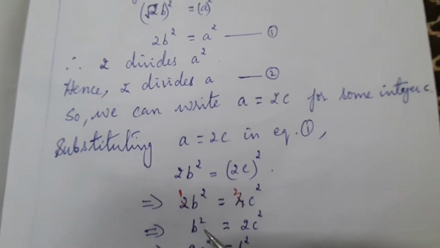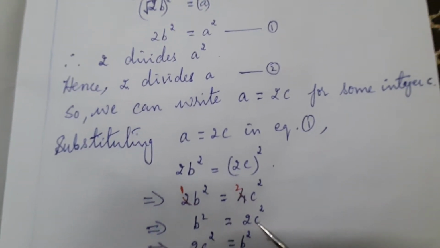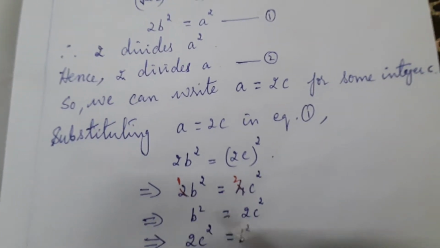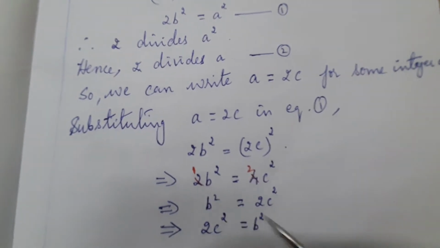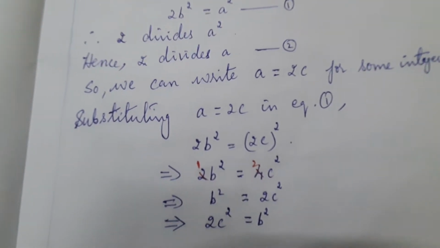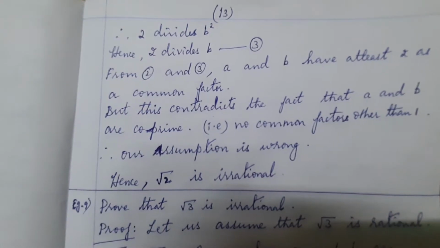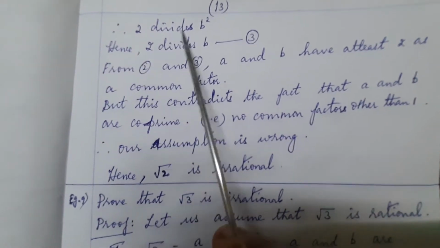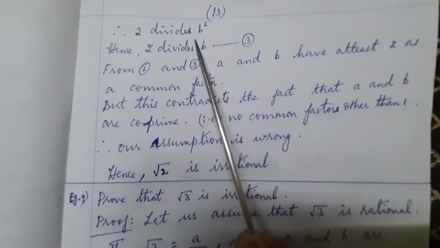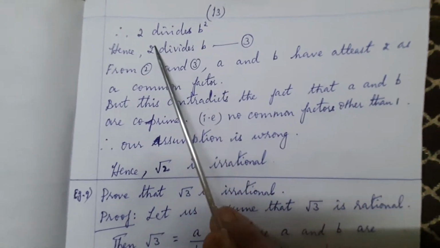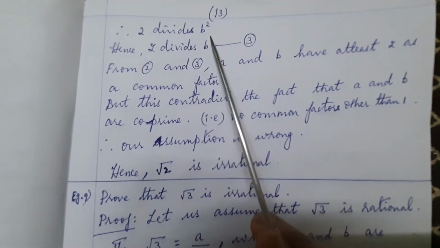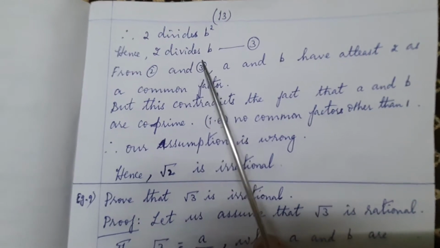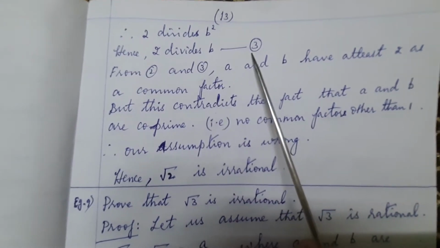So, what is this here? b square is equal to 2c square. So, now I am just changing the places. So, I will get 2c square is equal to b square. I just brought b square this side and 2c square this side. Now, this shows that 2 divides b square. As we did before, 2 divides a square, this 2 divides b square. Therefore, if it is dividing b square, 2 divides b. I am taking this as third equation.